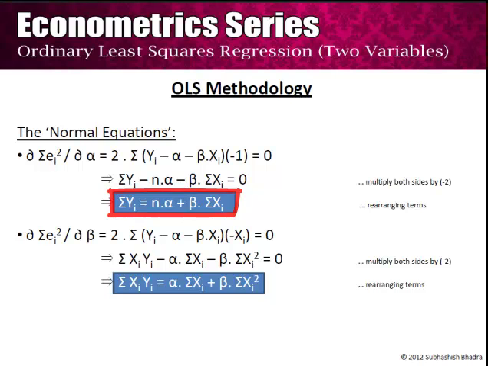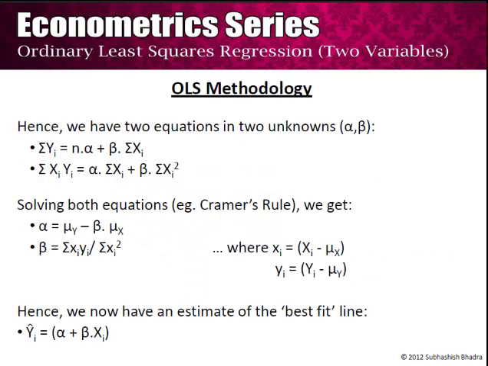Similarly, we get another equation when we do the partial differentiation with respect to beta. These two equations are known as the normal equations. While the mathematics behind the derivation of these normal equations might not always be relevant, it is nonetheless a good thing to know how we came up with these normal equations. Hence, we are given two normal equations in two unknowns, the two unknowns being alpha and beta.